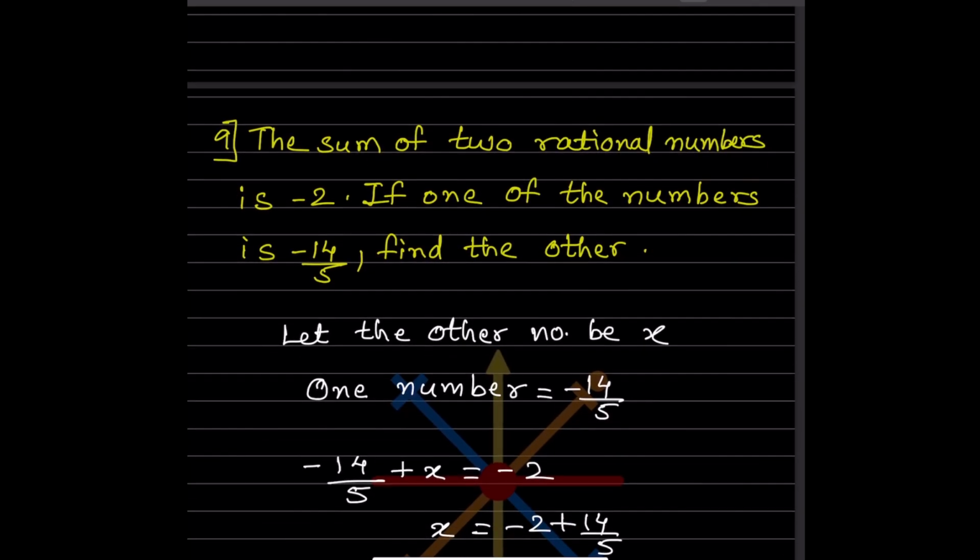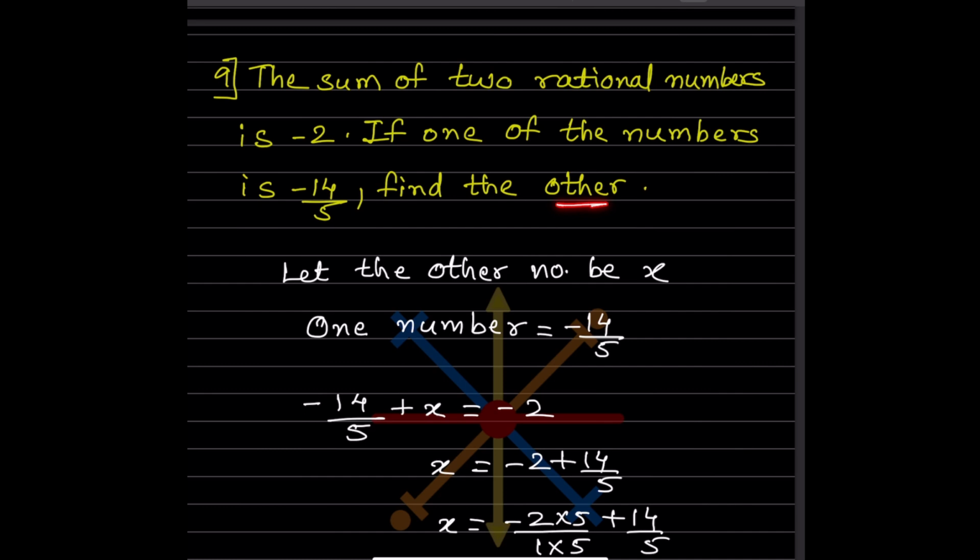Now here, the sum of two rational numbers is minus 2. If one of the numbers is minus 14 by 5 and you have to find the other, these are the important problems now. We don't know the other number, so let us consider the other number as x. And one number is given as minus 14 by 5, so that is written here.